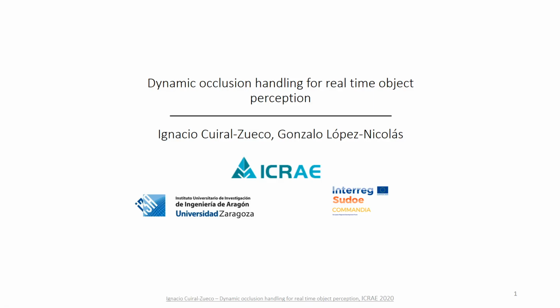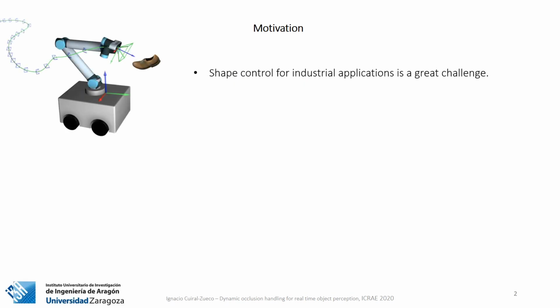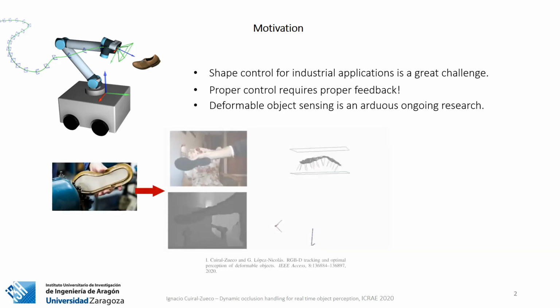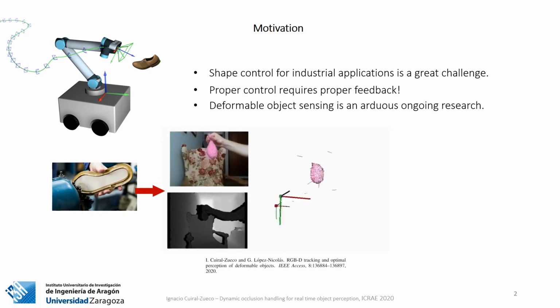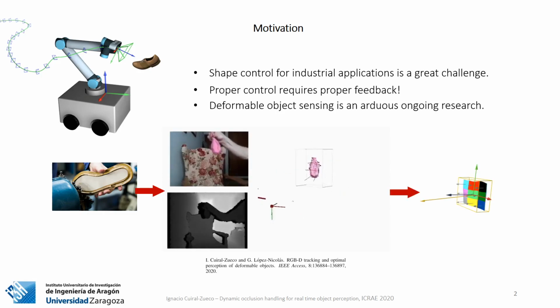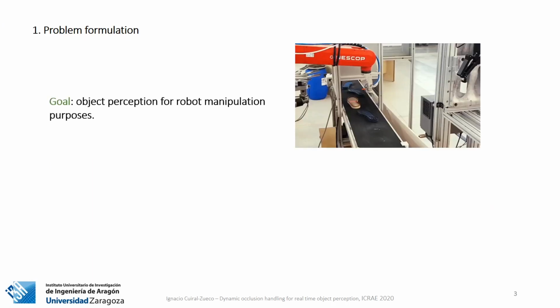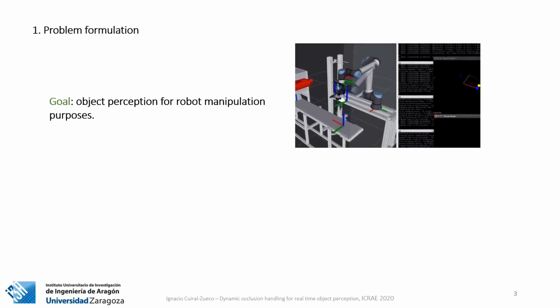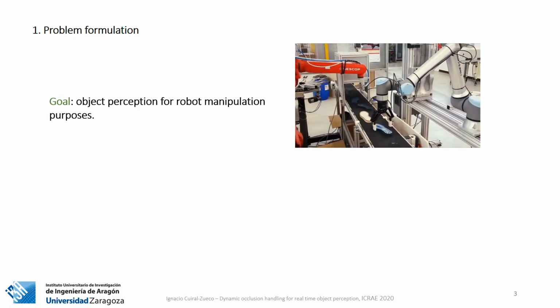My name is Ignacio Cuiral, and I'm going to be talking about dynamic occlusion handling for real-time object perception. The main motivation for this is shape control for industrial applications, in which proper feedback is a quite difficult task. This is why deformable sensing is an ongoing research in the robotics field. The goal is the proper perception of deformable objects for manipulation purposes.